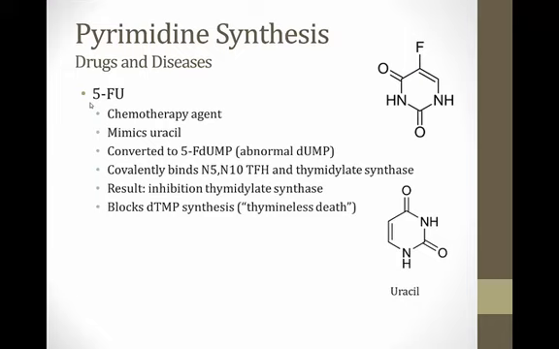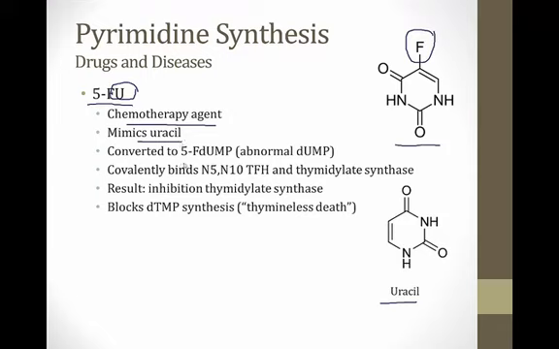There are a number of drugs that inhibit the conversion of uridine to thymidine, and the first one we're going to talk about is called 5-fluorouracil, or 5-FU. This is a chemotherapy agent that mimics the structure of the base uracil. That's why it's called 5-fluorouracil. If you look at the bottom of the screen here, I've shown you the structure of uracil, and at the top is 5-FU, and you can see it has a fluoro group attached.